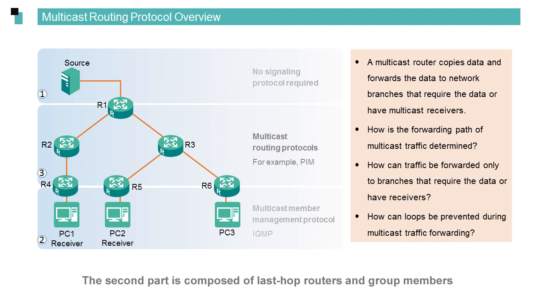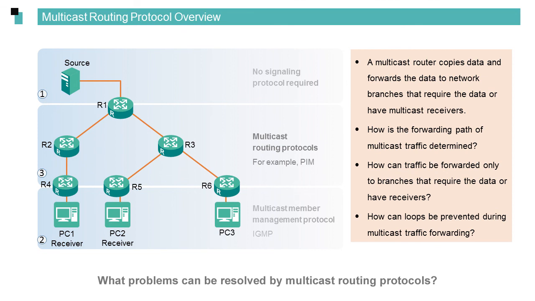The second part is composed of last-hop routers and group members. The IGMP protocol works in this part. A last-hop router uses IGMP to check whether there are group members and to manage group members. The third part is a network composed of multicast-capable devices, which generally include routers and switches. The PIM protocol to be described today works in this part.